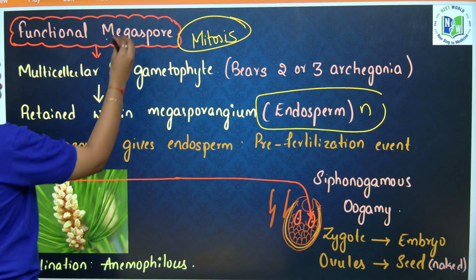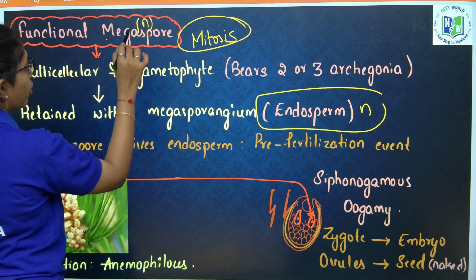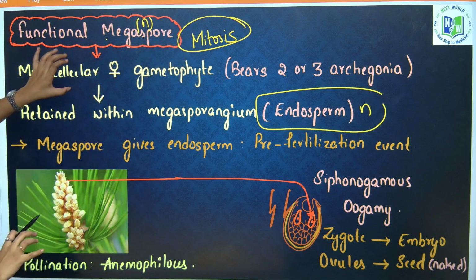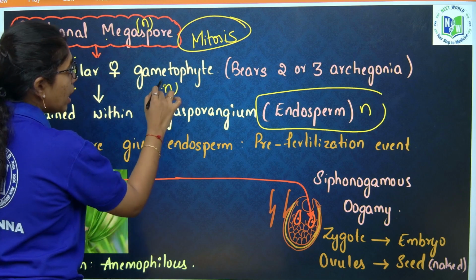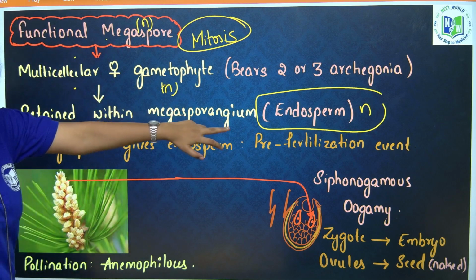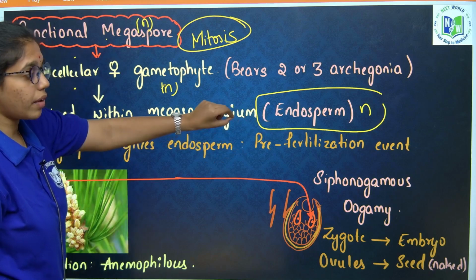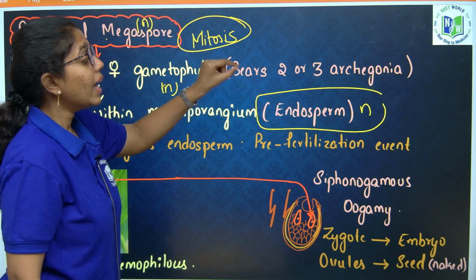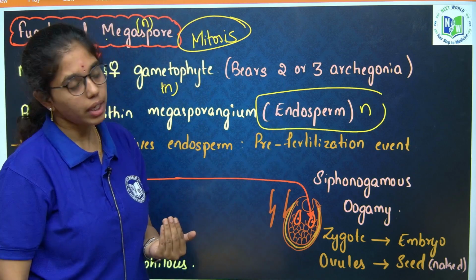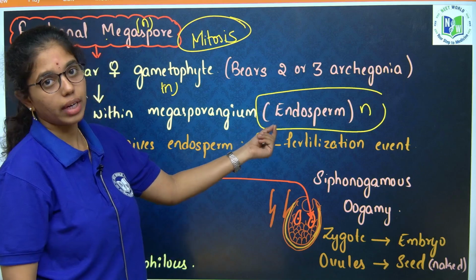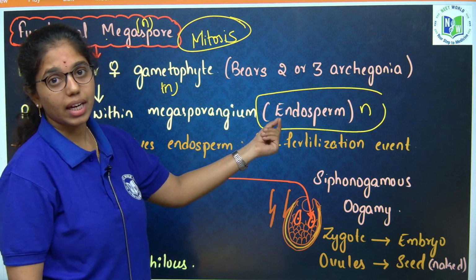When the megaspore is haploid, conducting mitosis, this develops into a multicellular female gametophyte which is haploid. Inside that there is endosperm. One of the cells is differentiated into endosperm. Here endosperm is forming before fertilization, so this is a pre-fertilization event.